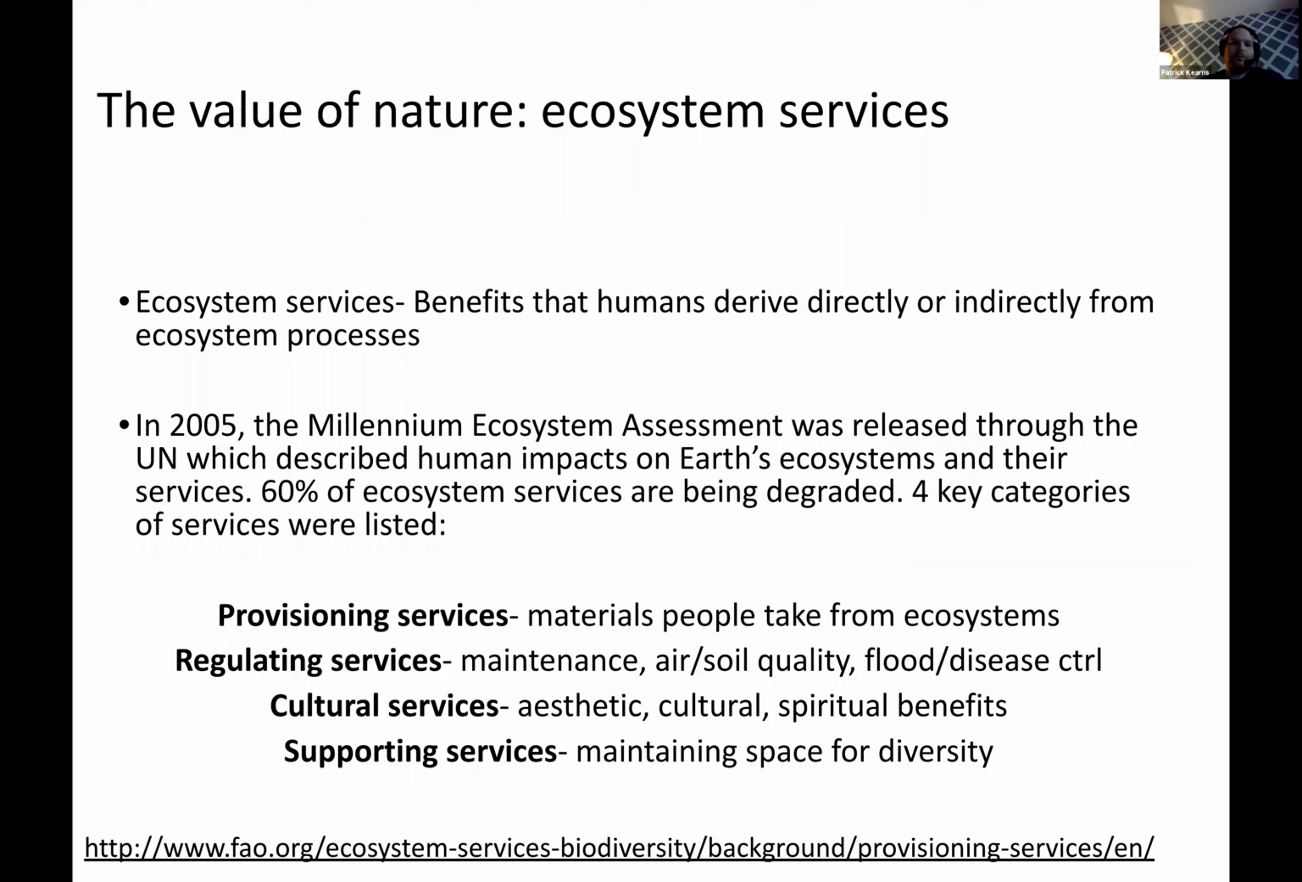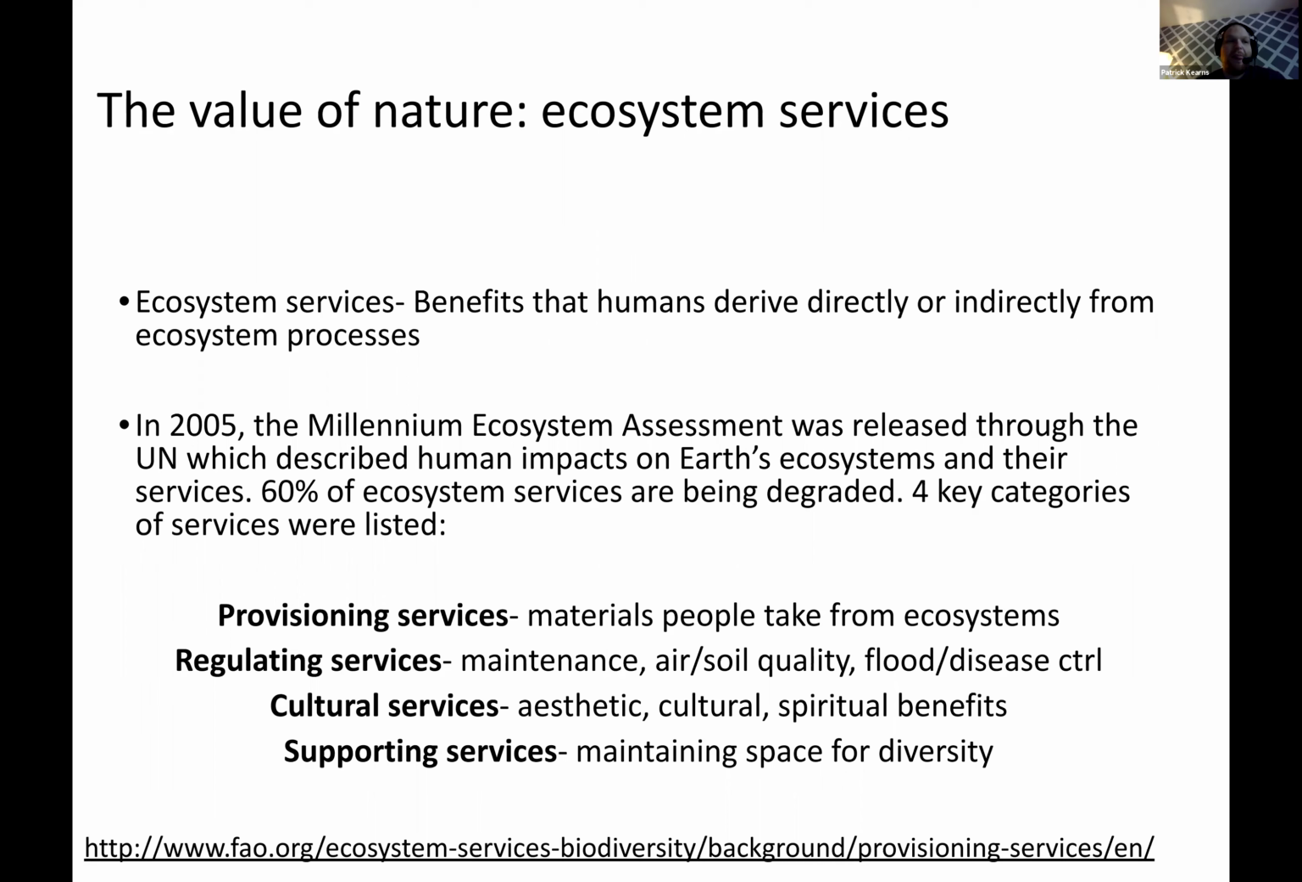But ecosystem services are where we put a value on things, and nothing has an intrinsic value. It has to have some sort of value or perceived value to humans, right? We don't look at a beautiful forest and say that's valuable to me just because it's a forest. We look at that forest and say, well, that forest is valuable to me because I can take timber from it, I can go hiking in it, right? It has some perceived value to humans. And these are all tied to what we call ecosystem services. These are benefits that humans derive directly or indirectly from ecosystem processes.